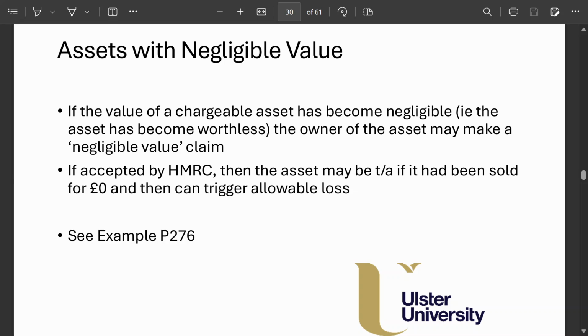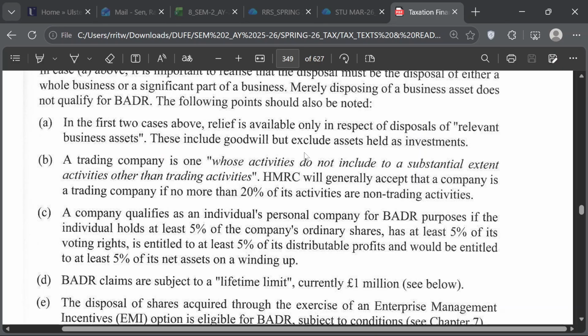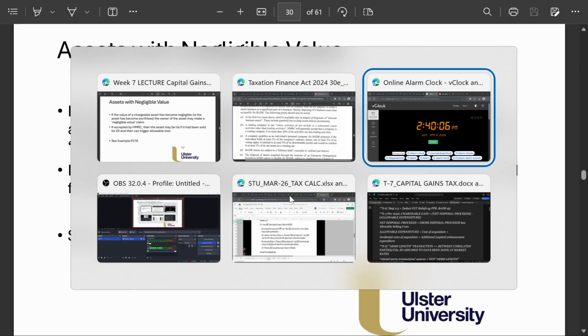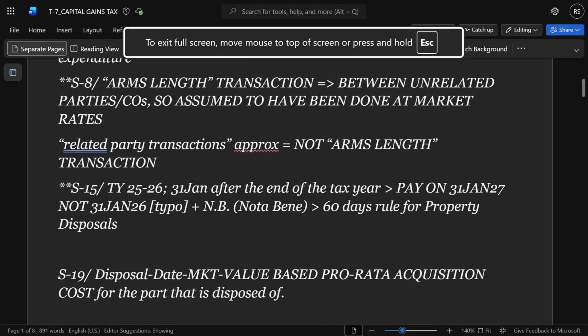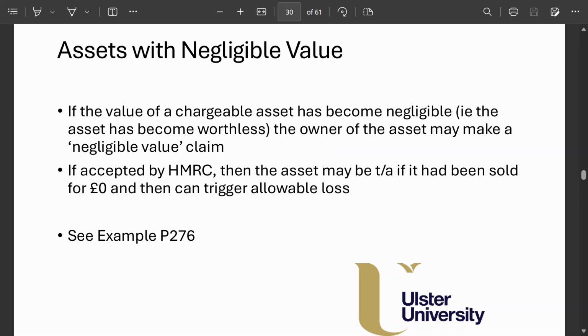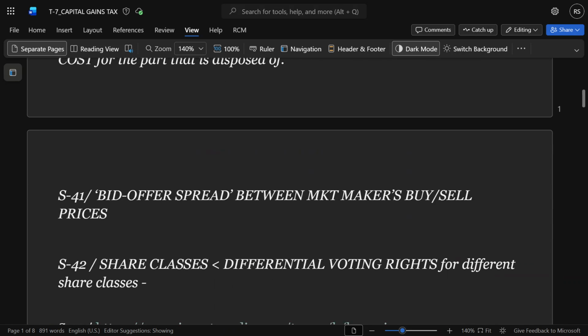If there is a negligible value for a certain asset, you can make a negligible value claim. Well, actually, this is strictly not correct. It's 0. That's why you should refer to Melville. Let's look at Melville 278. So the page number reference is off by two pages. Maybe I should write this so that you can understand it. Which slide are we on here? Slide 30. So let me write the number on slide 30.